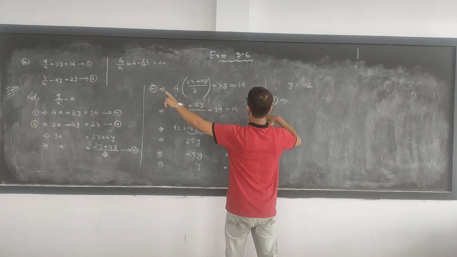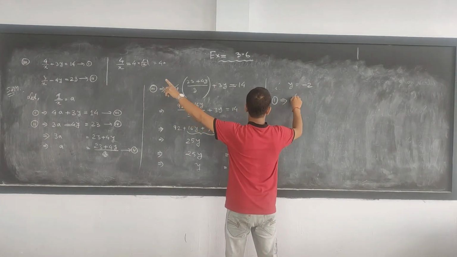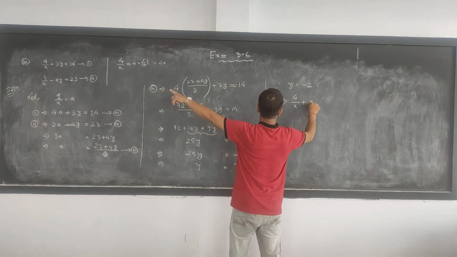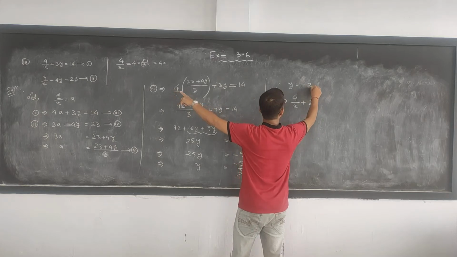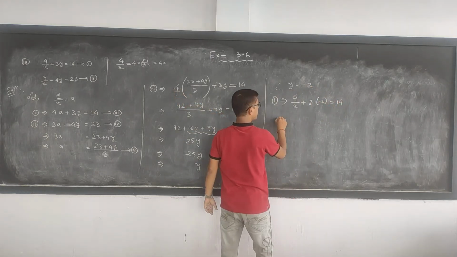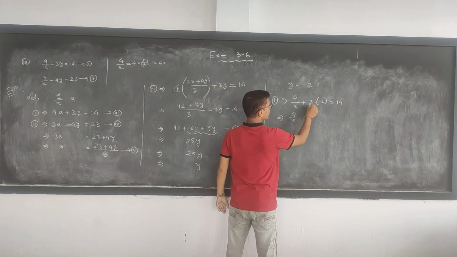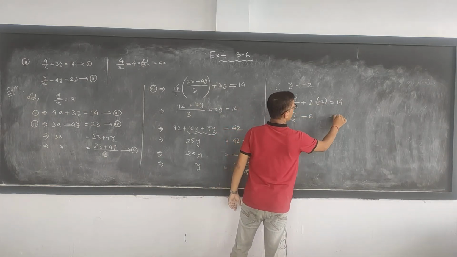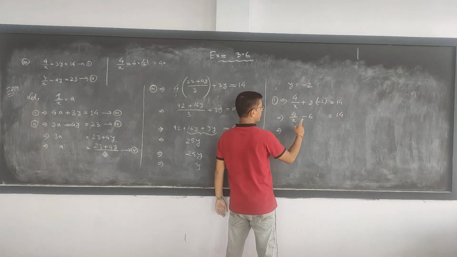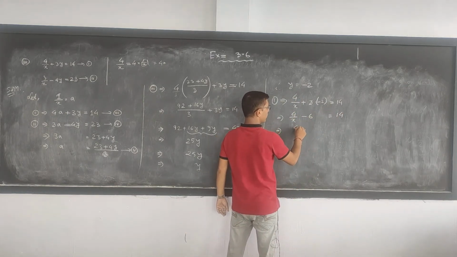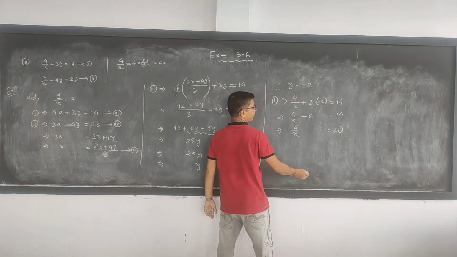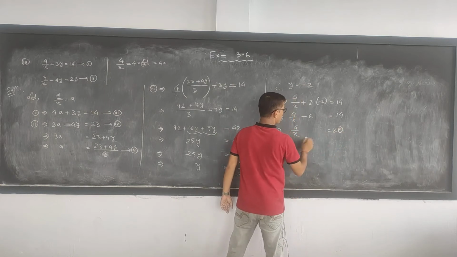x इक्वेशन 1 में अब y का वैल्यू डाल दो. So equation: 4 by x plus 3 into y. What is y here? -2. So 4 by x plus 3 into -2 is equals to 14. Is that okay? So 4 by x, this will become -6 and this side it is 14. So -6 goes that side, it will become +6. 14 plus 6 is, इतना तो कैलकुलेशन खुद ब खुद कर लो. 14 plus 6 is, yes, 20.